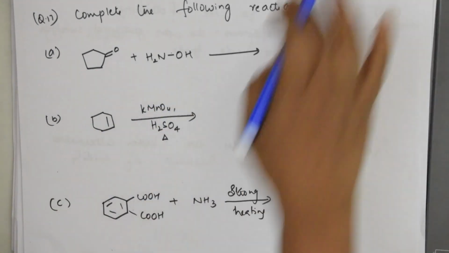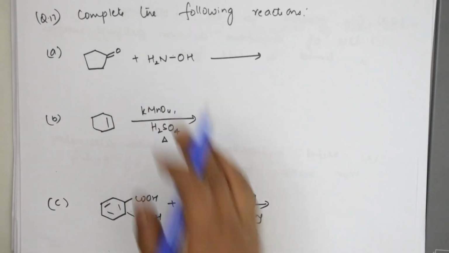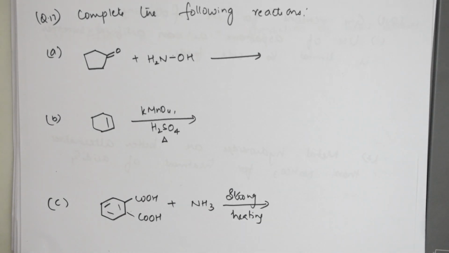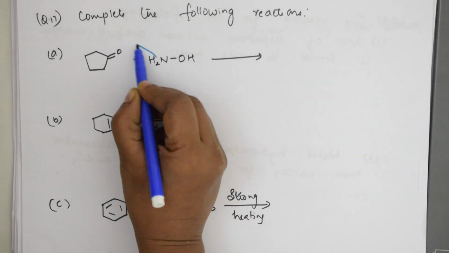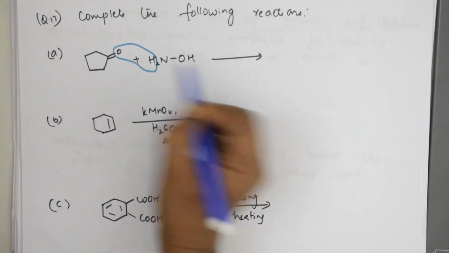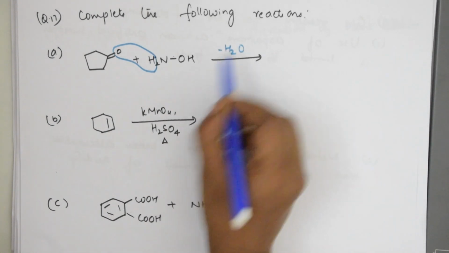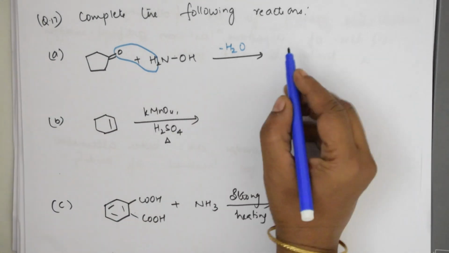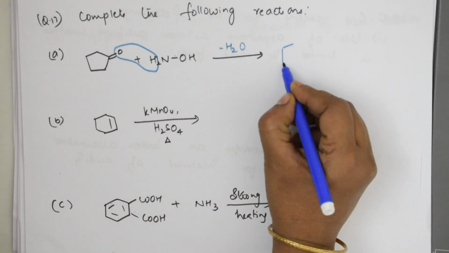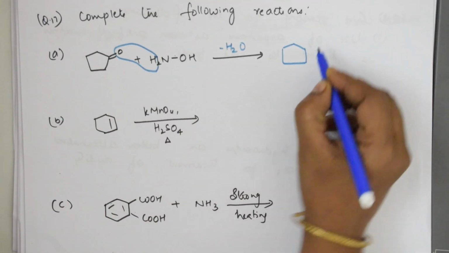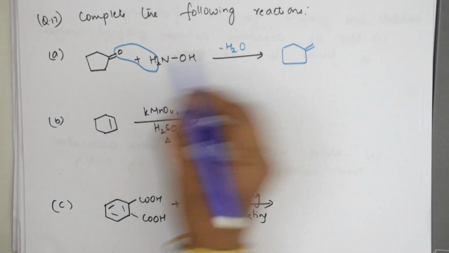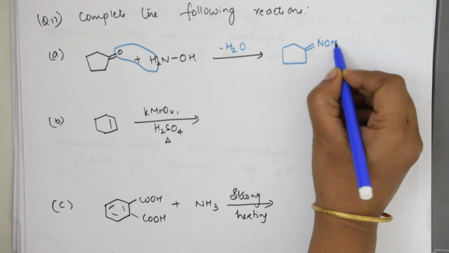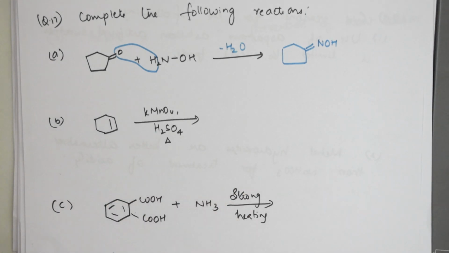So simple. Whenever you see such reactions, hydroxylamine, or semicarbazone, reactions of aldehydes and ketones, very simple, nothing to remember. You have to just take out a water molecule from here, minus H2O, and directly write the compound. You're not going to change any bonds. Just write the compound. Double bond is here, H. Simple, isn't it?